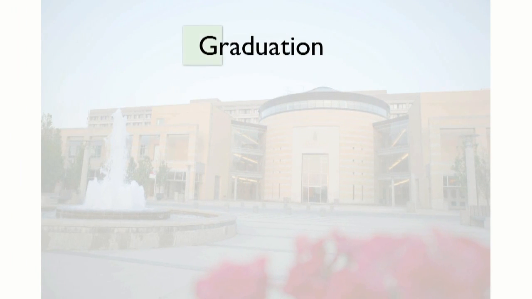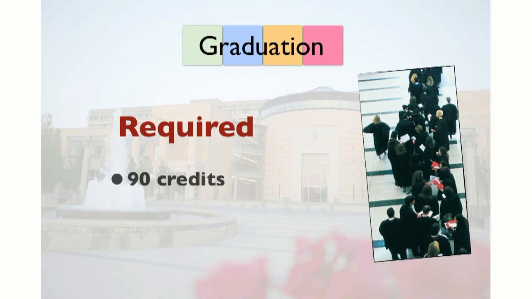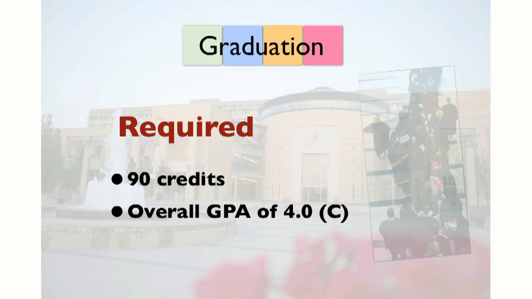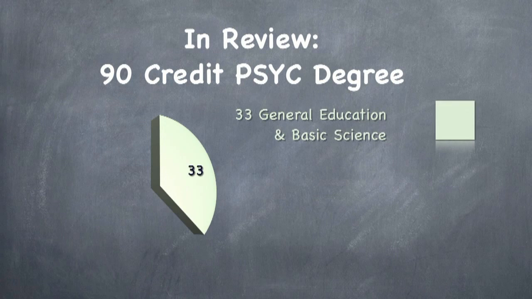The last piece of information you need to know about your BSc degree are the graduation requirements. You must successfully complete a minimum of 90 credits and maintain an overall grade point average of 4, or a C. Now, let's take a look at what your 90-credit psych degree looks like.